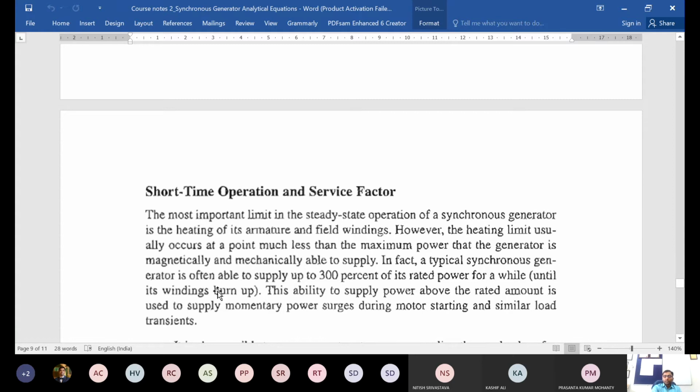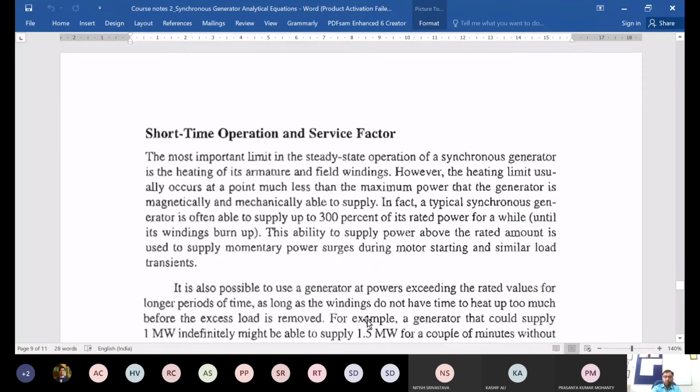So that's why it says here that this is very useful for supplying momentary power surges during motor starting and similar load transients. So if there is a load transient, or if there is some load which is thrown off, or that type of transient behavior, this can provide a good cushion to the operation of the power system.